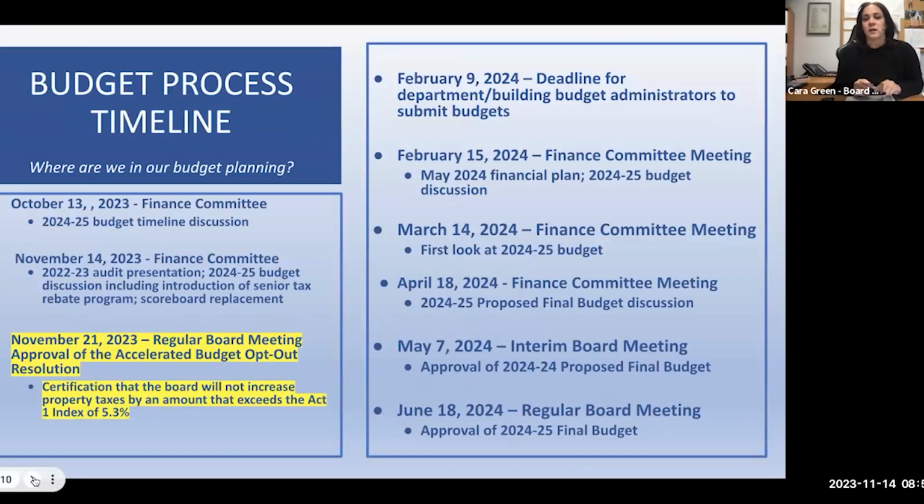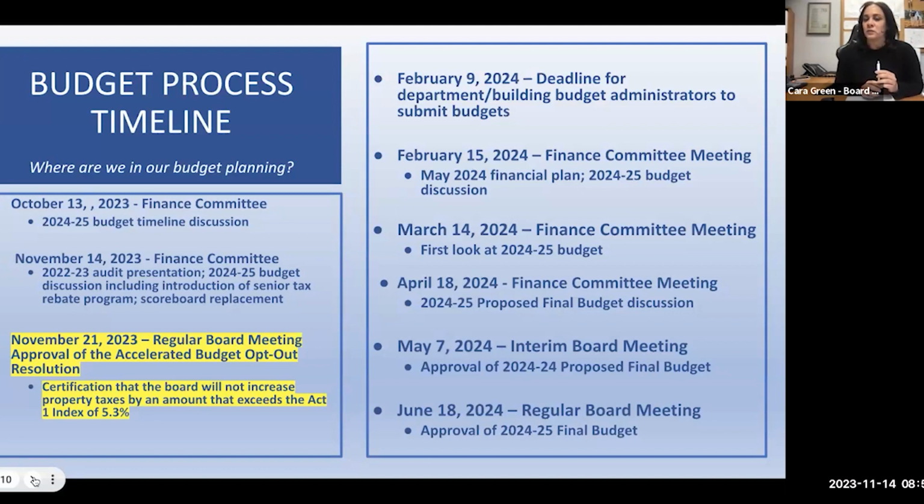And then this is just the calendar and the process. So this is the November 21st meeting, and some upcoming meetings. February 9th is the deadline for everybody to get their budgets to me. So everybody's working hard to get that done. The February 15th Finance Committee meeting, and we'll talk about this in the next slide.